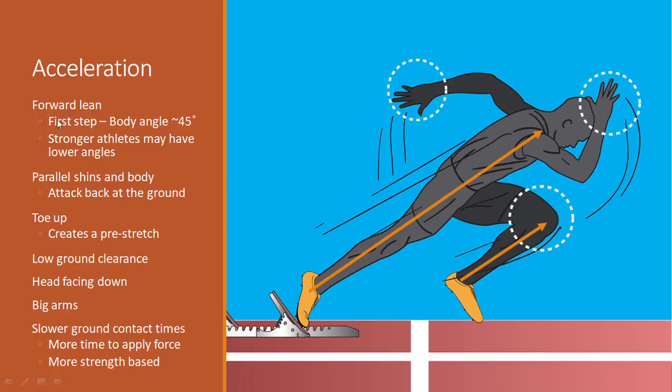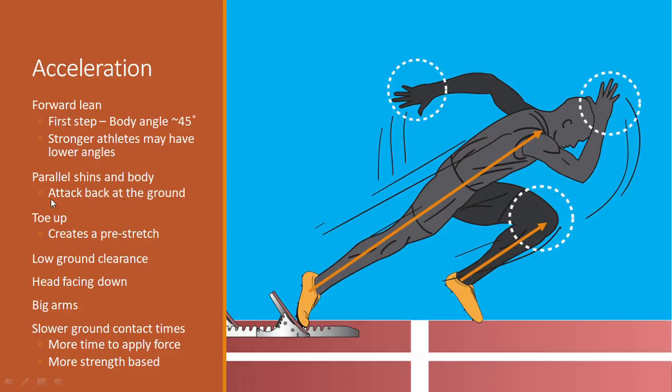So we can see he's got a forward lean from that first step out of the block at approximately 45 degrees. We can see this arrow here, a nice straight line all the way through the ankle, knee, hip, all the way up to the neck. And this line is at around 45 degrees to the parallel. Stronger athletes will actually potentially be able to propel out of those blocks at even lower angles.